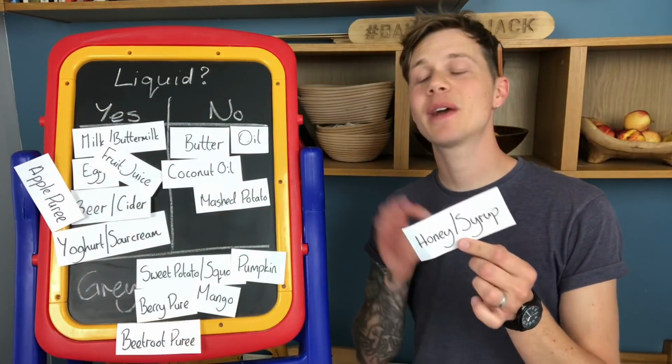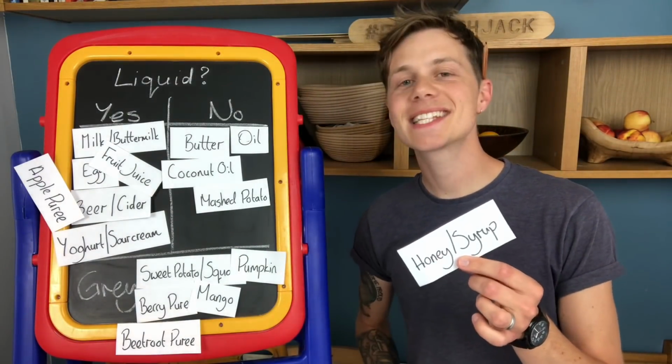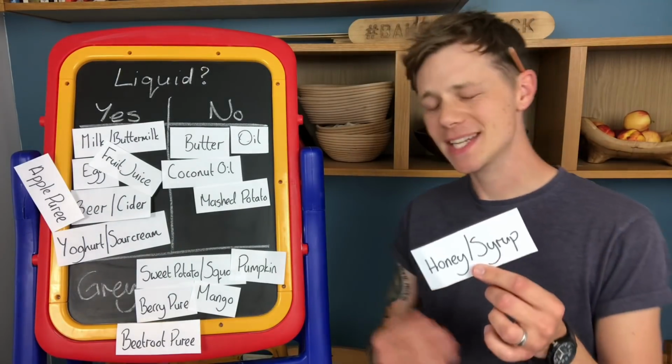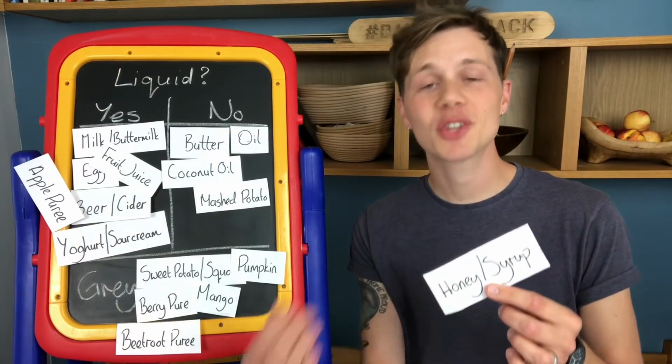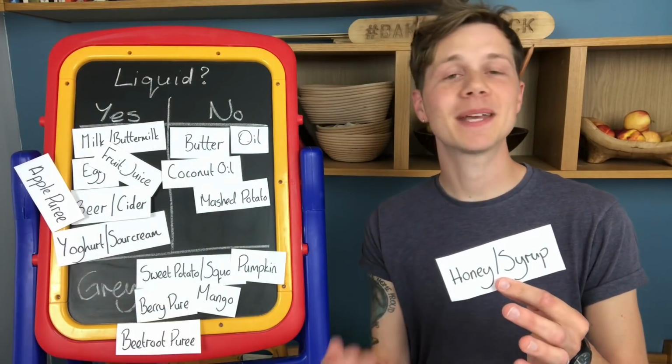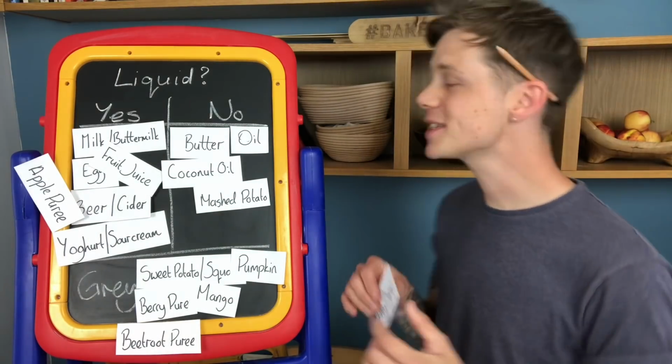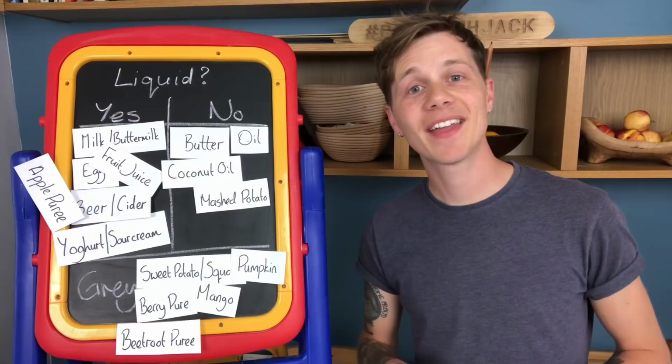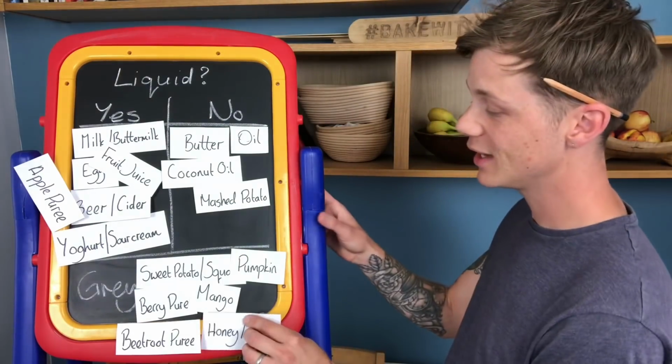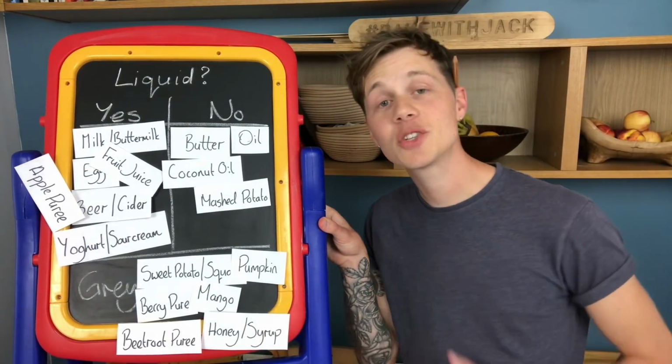Honey and syrup is where I break my own rules because yes, they are liquids, but the way I see them is that they are substitutes for the sweetness in a recipe. You put them in place of sugar. So I would tend to put them in the no pile, but since they are liquids, let's put them in the grey area, and we'll talk about that after when we address the golden rule.